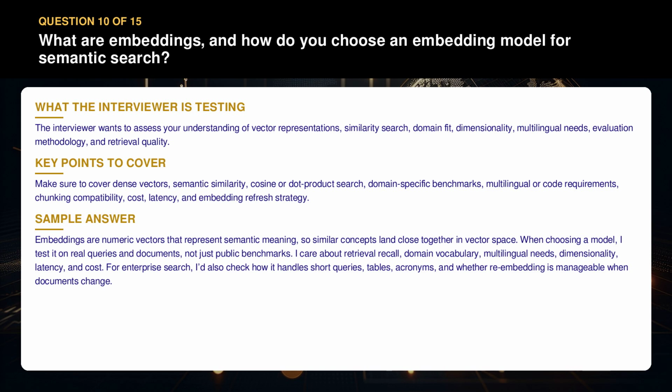Embeddings are numeric vectors that represent semantic meaning, so similar concepts land close together in vector space. When choosing a model, I test it on real queries and documents, not just public benchmarks. I care about retrieval recall, domain vocabulary, multilingual needs, dimensionality, latency, and cost. For enterprise search, I'd also check how it handles short queries, tables, acronyms, and whether re-embedding is manageable when documents change.